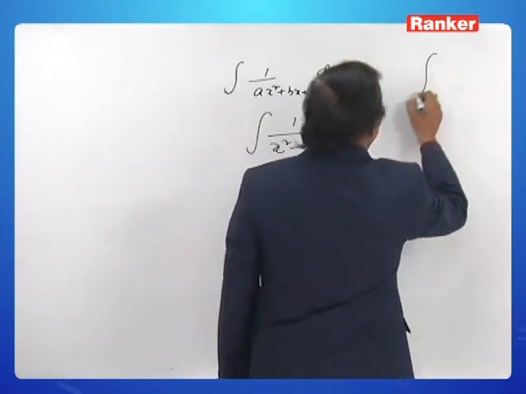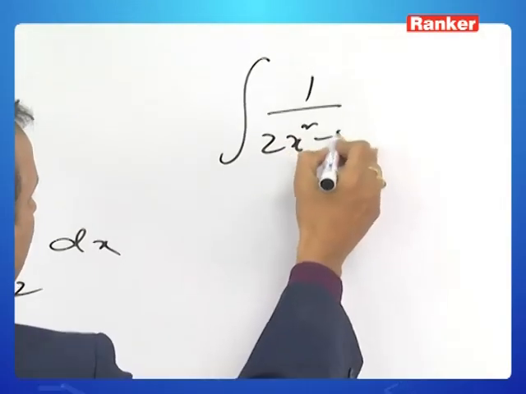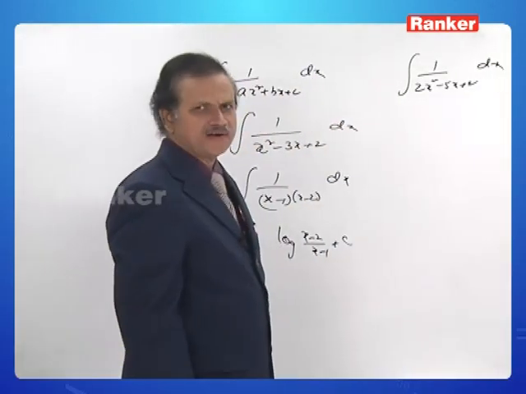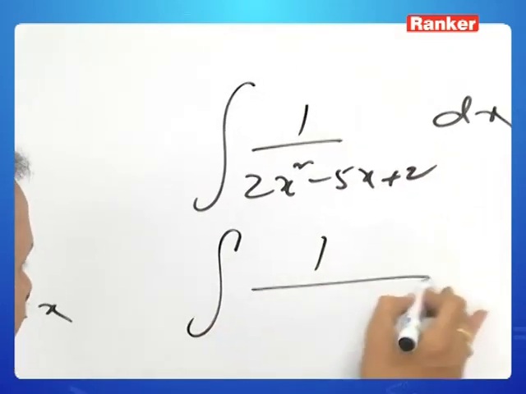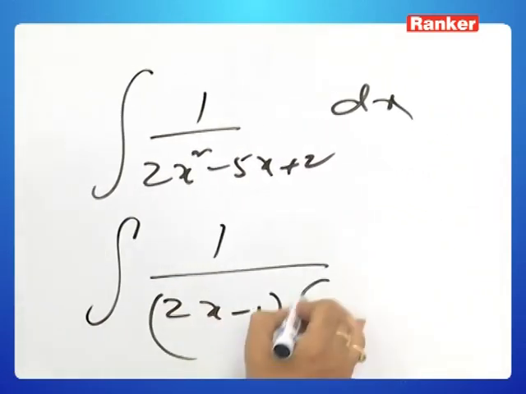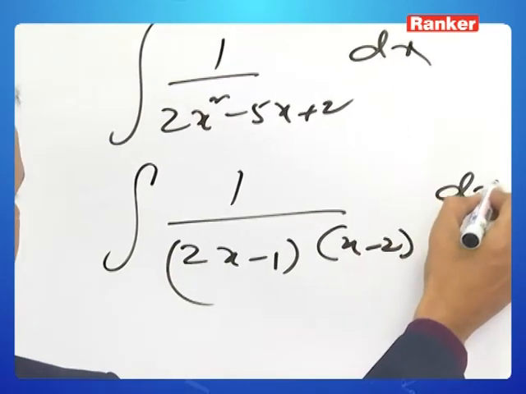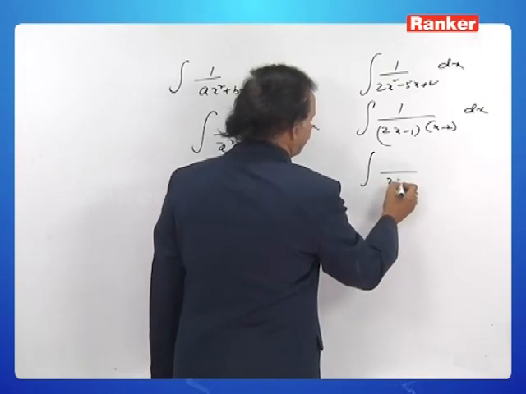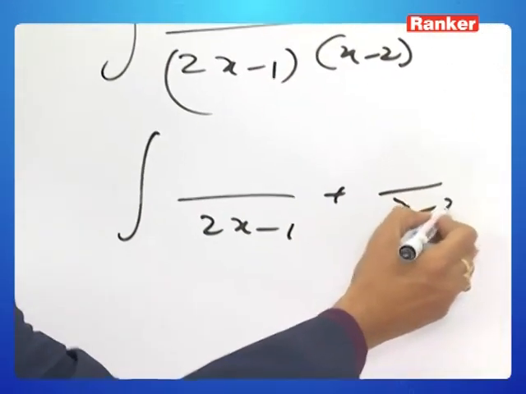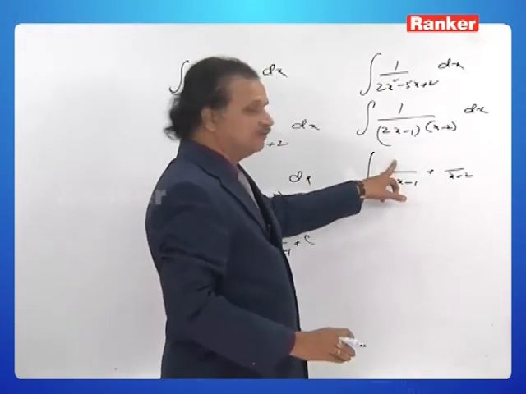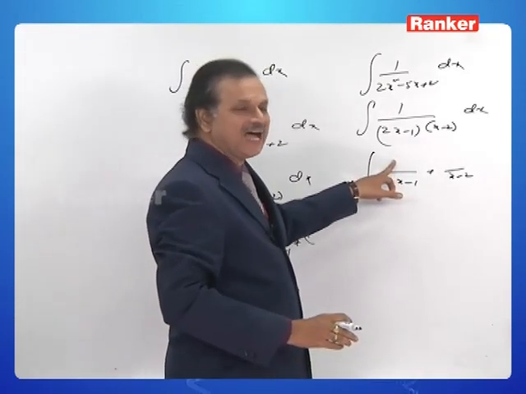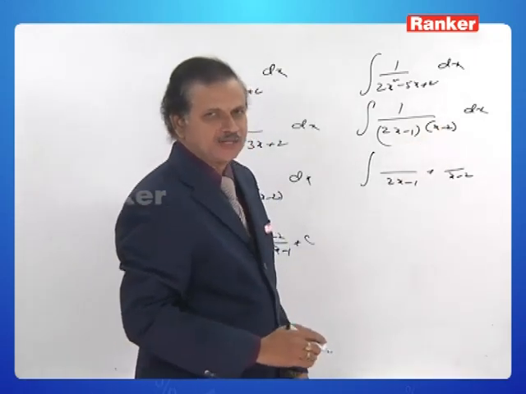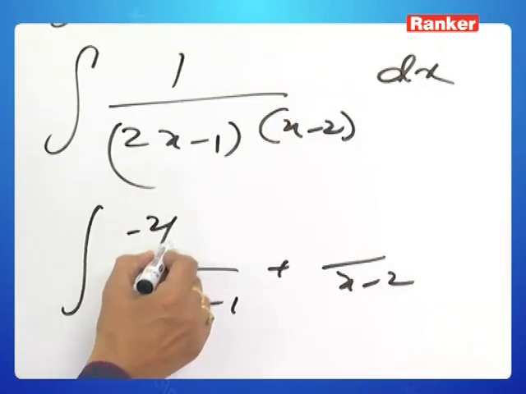One more problem, 1 by 2x square minus 5x plus 2. Can it be split? Why not? It can be. How? It is 1 by 2x minus 1 into x minus 2. What are the partial fractions regarding the same? A by 2x minus 1 plus B by x minus 2. To know this number, what is to be substituted in the place of x? Half. Substitute half: half minus 2 is minus 3 by 2, isn't it? If it comes to the numerator, it is minus 2 by 3.